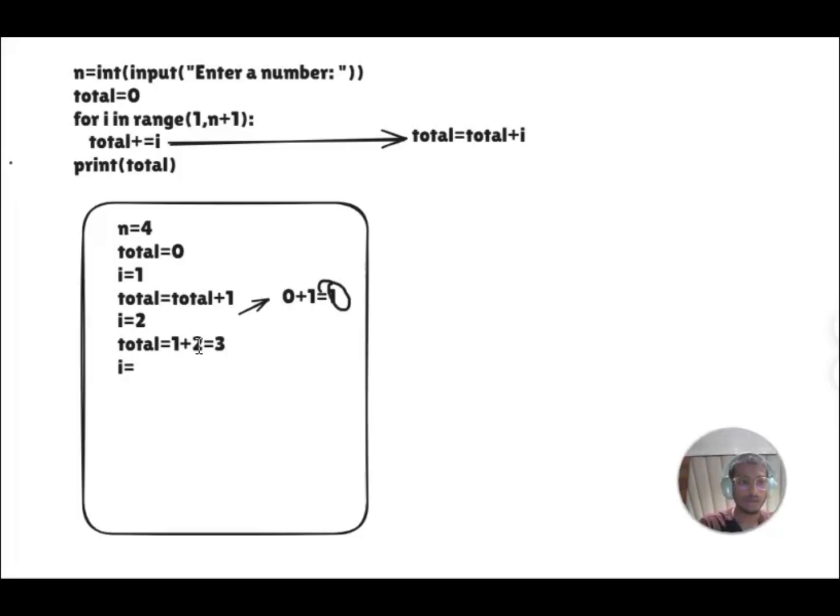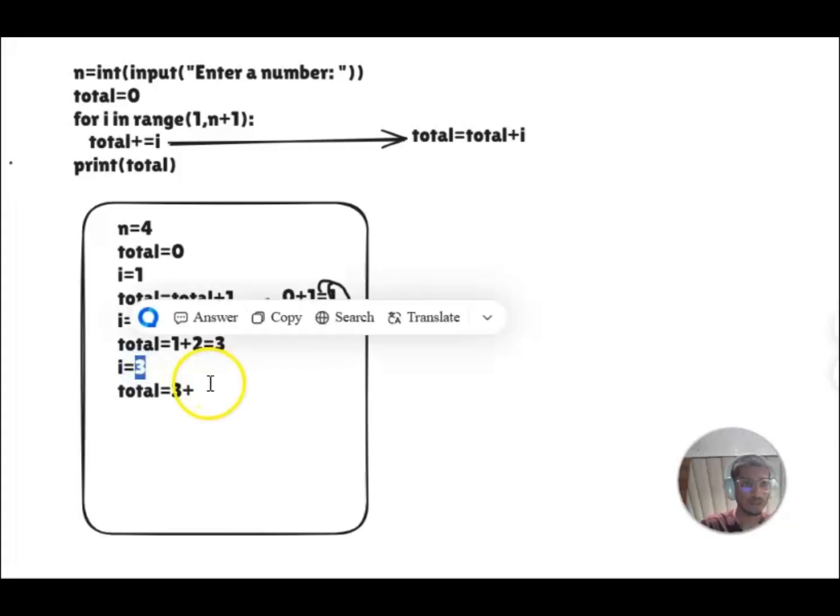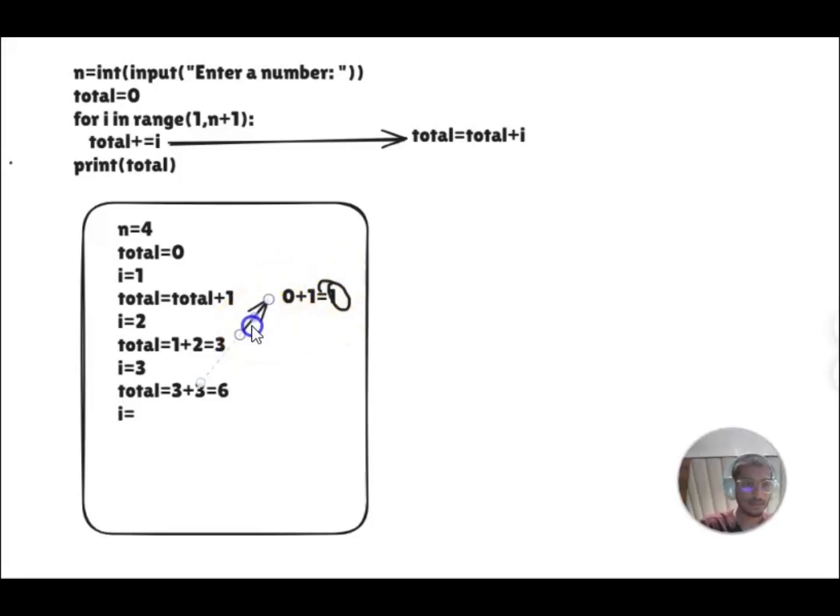Now we'll go to the third iteration, I equal to 3. Now the total value becomes, here the total value is 3. So 3 plus the present iteration value, which is 3, the I value, and that becomes 6. And the next iteration is 4. Now it is the last iteration.